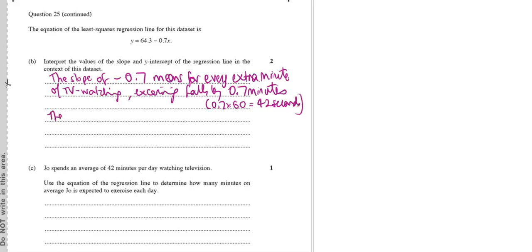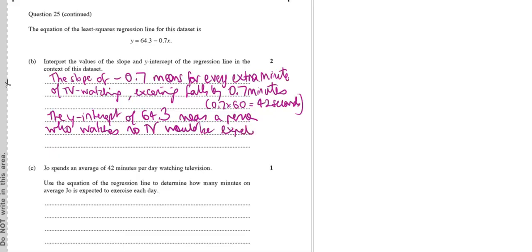The y-intercept of 64.3 means a person who watches no TV would be expected to do 64.3 minutes of exercise.